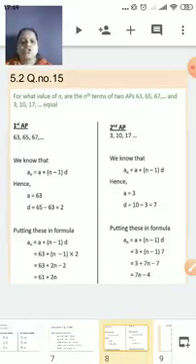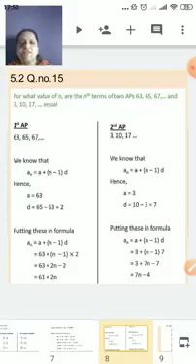Exercise 5.2, question number 15. For what value of n are the nth terms of two APs, 63, 65, 67 and so on, and 3, 10, 17 and so on, equal? Now see here what is given. If you go on writing 63, 65, 67 as it is, and 3, 10, 17 as it is, after what value of n will the nth terms become the same? That we want to find.